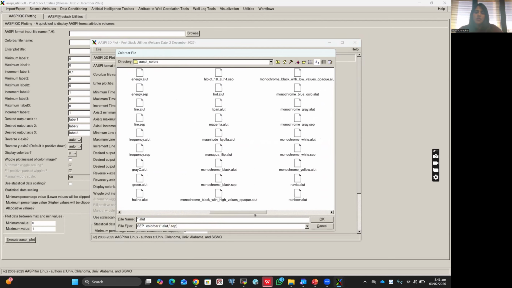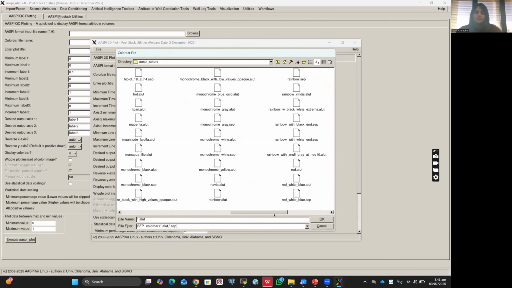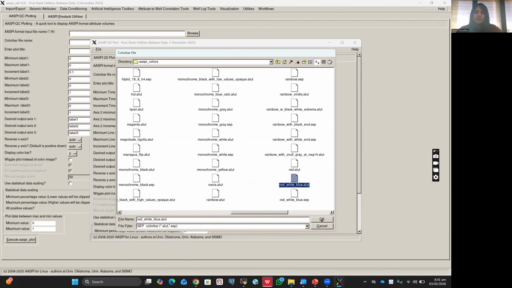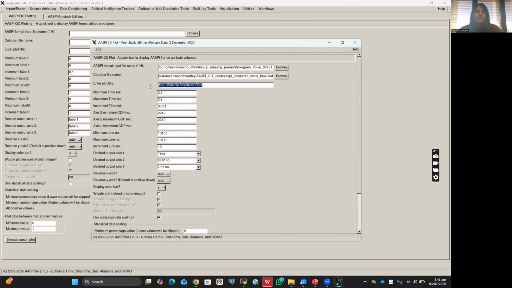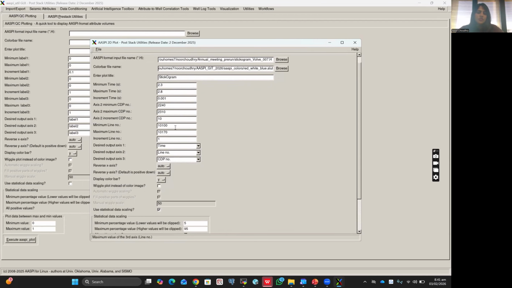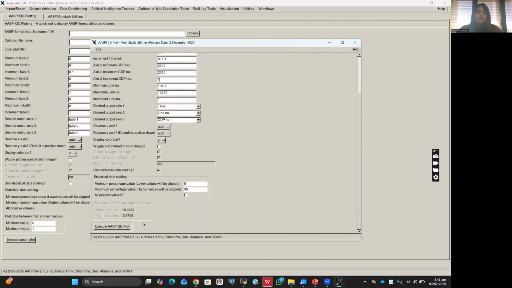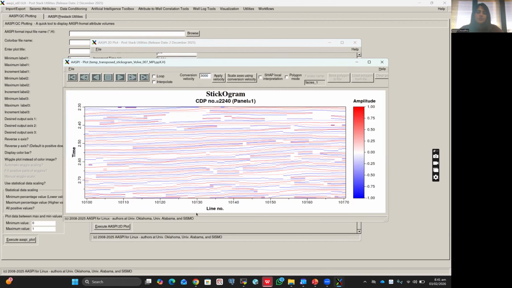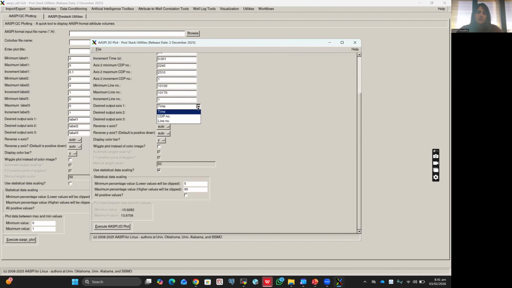So click on, there we go. Okay, red, white, and blue. Perfect. Okay, plot title. Let's give it stichogram. Right, everything looks good. I'm going to decrease my increment so I can see my lines better. I'm going to execute it. But I don't want to plot cross line. Let's look at the inline. Oh, this happens.